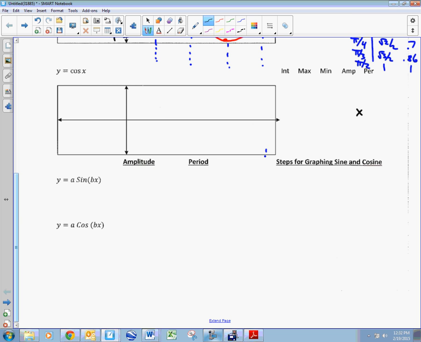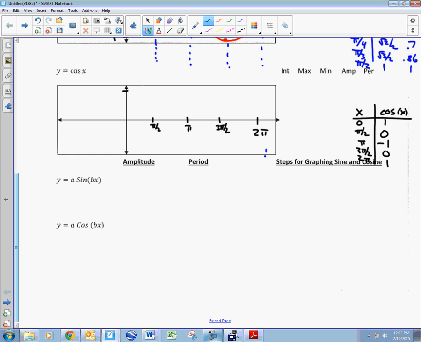And now for cosine, I'm going to, again, make a table, but I'm going to make the table a little bit differently. X will be 0, pi over 2, pi, 3 pi over 2, and 2 pi. So, you tell me, what is the cosine of 0? Is cosine the x value or the y value? It's the x value. What is the x value at 0 radians? It's 1. Up at pi over 2, the x value is 0. How about at pi? What's the x value? Negative 1. At 3 pi over 2, what's the x value? 0. And at 2 pi, what's the x value? 1.